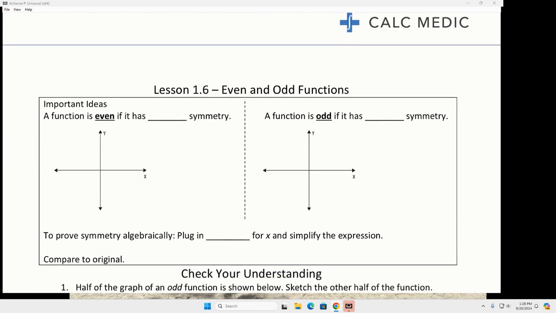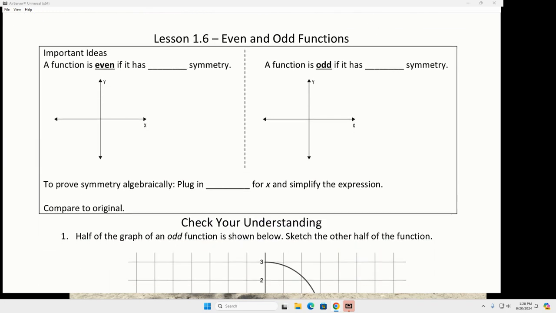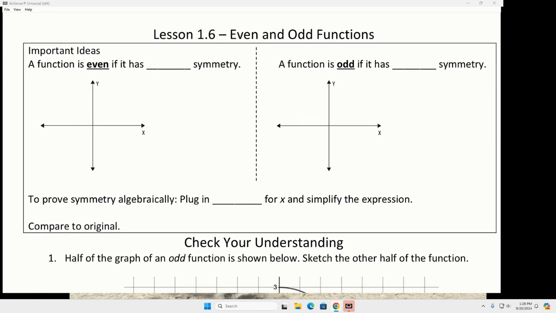All right, so let's look on the other side and fill in the notes. So that front side was just talking about symmetry, but this lesson is actually about even and odd functions. And even and odd functions are special functions that are kind of rare. It's not that often that you have an even or an odd function. So a function is even if it has y-axis symmetry.